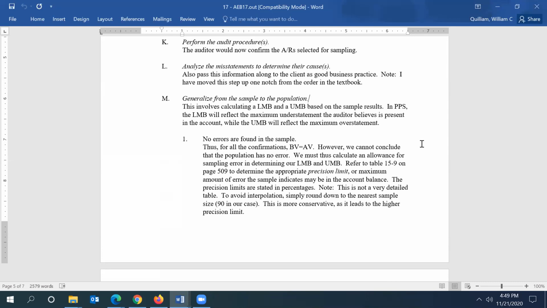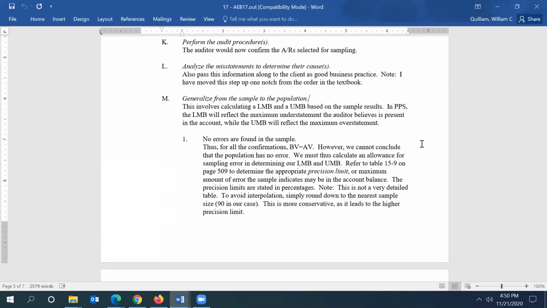So we must thus calculate an allowance for sampling error, which is that little arrow that I added and subtracted earlier, $5,000 in the earlier example. We've got to do this to determine our lower misstatement bound and upper misstatement bound. I'm going to refer to table 15.9 on page 509 to determine the appropriate precision limit or maximum amount of error the sample indicates may be in the account balance. And the precision limits are stated in percentages.